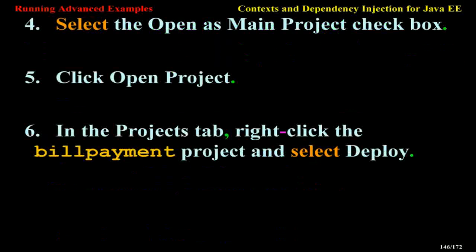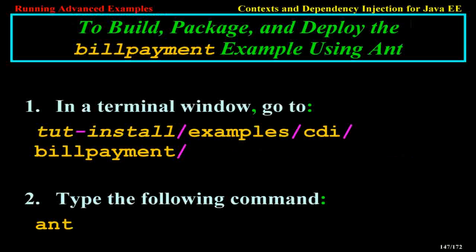In the Projects tab, right-click the bill payment project and select Deploy. To build, package, and deploy the bill payment example using Ant, in a terminal window, go to tut-install/examples/d/billpayment. Type the following command.